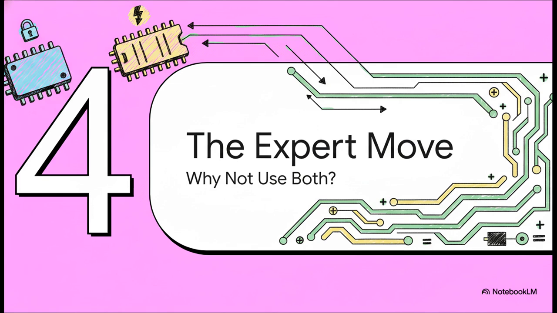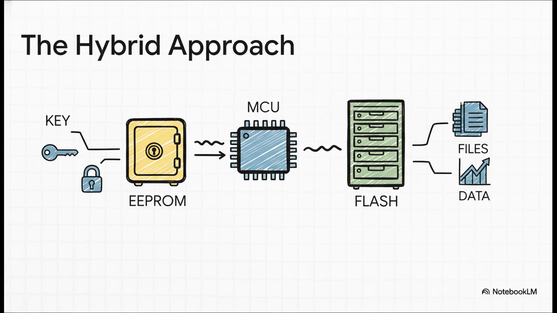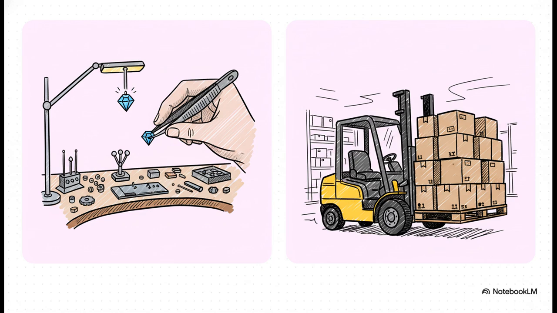But here's the expert move, the thing the pros know. The choice isn't always either or. In fact, in a lot of the most robust designs out there, the best answer isn't to pick just one, it's to use both. This is what we call the hybrid approach, and it truly gives you the best of both worlds. You use a small, super reliable EEPROM that acts like a safe deposit box for all your critical settings, and then you use a large, cheap flash chip for all your bulk data logging and file storage. This design pattern is basically standard practice in really demanding fields like automotive and industrial systems where failure is just not an option.